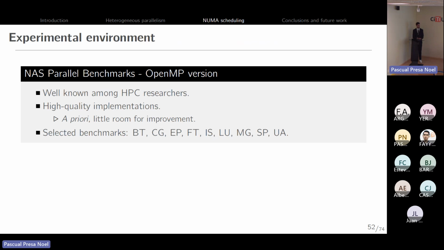For our experiments, we use the NAS parallel benchmarks in their OpenMP version, which are very well known among high performance computing researchers. And we should note that these implementations are of high quality, developed by NASA. So a priori, there is little room for improvement there. And this is the complete list of benchmarks we used.